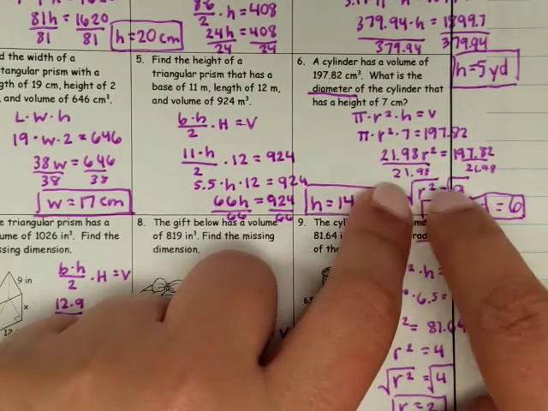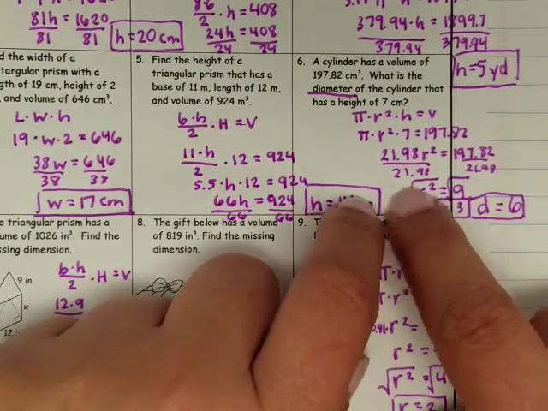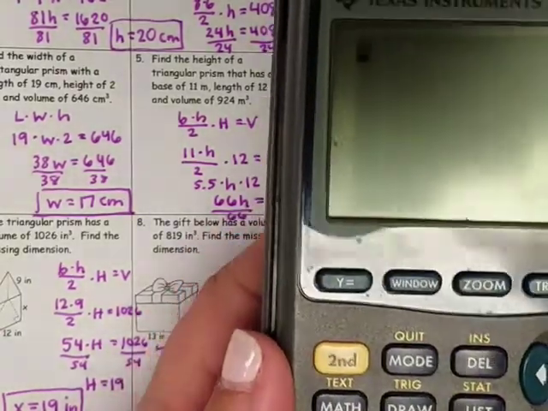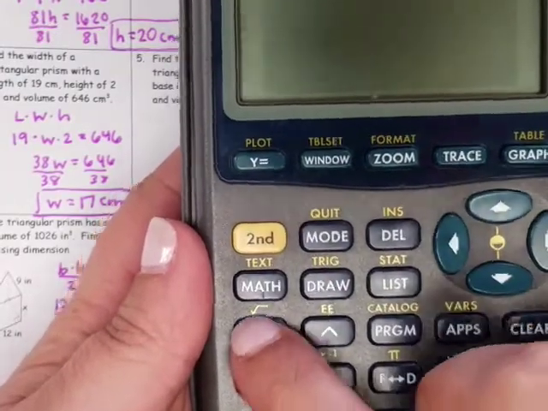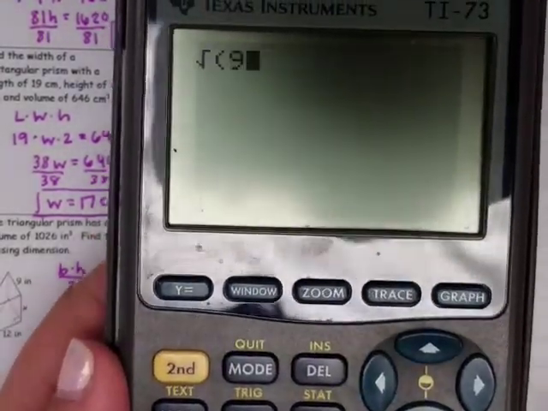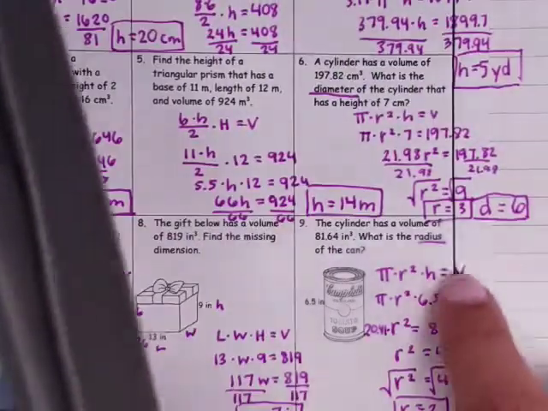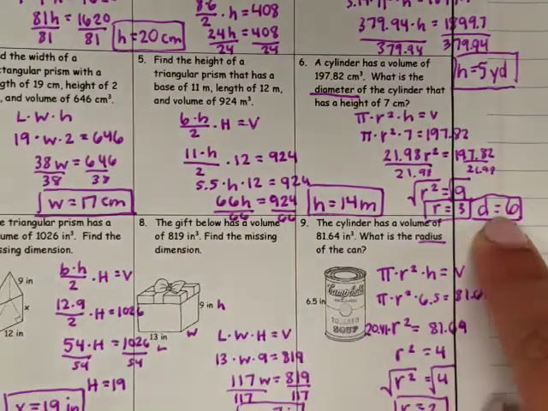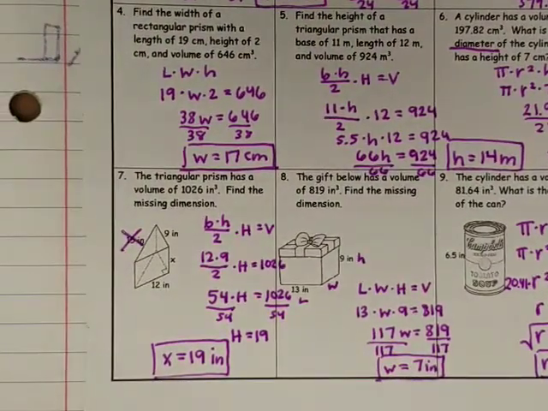Well, what squared gives you 9? 3. And what you could do to undo a square is you can square root both sides, and the square root button on your calculator is right here. So you just do second square root, you put 9 inside, and then it gives you your root of 3. So I got a radius of 3, but then it asked for a diameter, so then I just doubled that and got 6.